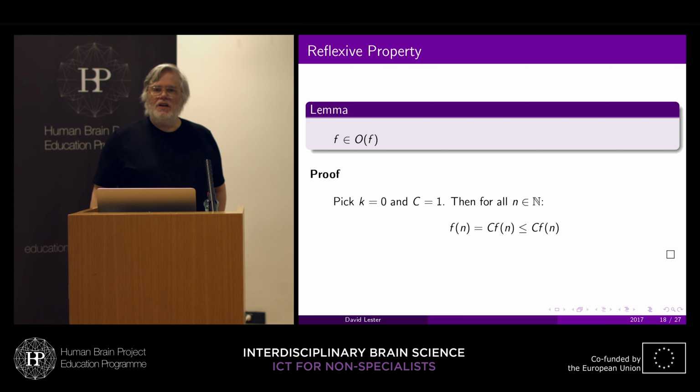So the first of these properties is that the function is a member of the class of functions which are related to f. So that's what the big O notation is doing here. It's expanding f itself into a set of functions to which it's related. And the proof here, given the definition we had earlier, is to pick k equals 0, which means we don't have an "eventually", and c equals 1. And then we discover that for all n, f of n is equal to cf of n, which is less than or equal to cf of n. So that gives us the result we're looking for.